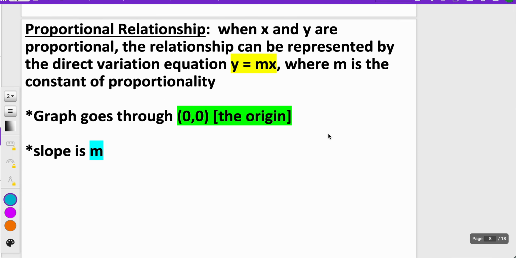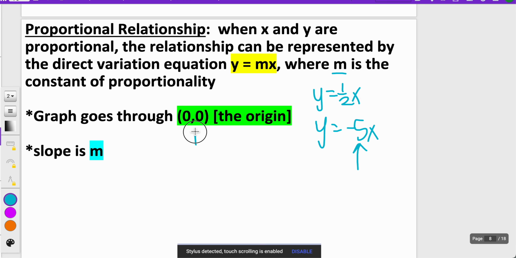That is when x and y are proportional, and their relationship can be represented by the direct variation equation of just y is equal to mx, where m is that constant of proportionality. So you're going to see a lot of y is equal to 1/2 x or y is equal to negative 5x. There's only going to be one number here. There's not going to be any plus b like we saw in the previous lesson with our y-intercept. And that graph, because there's no y-intercept, is always going to go through 0, 0, which is the origin.